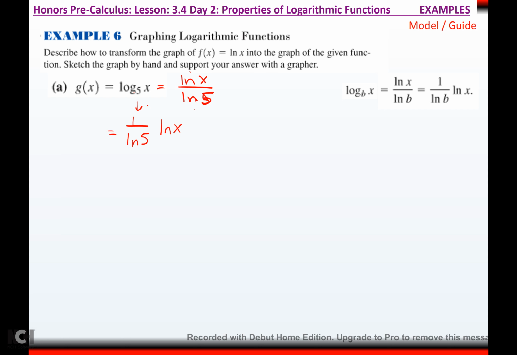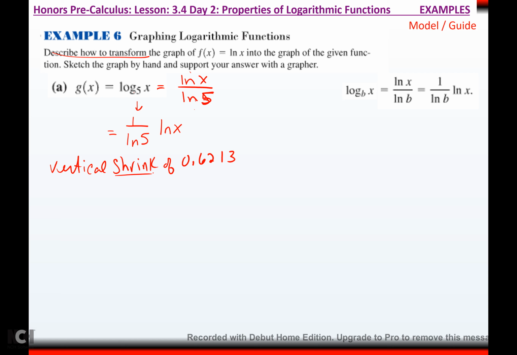So this is going to be my vertical stretch. So to describe how to transform, it's going to be a vertical stretch of, and you type this in, 1 divided by the natural log of 5. So it's got a vertical stretch of, no, it's actually got a vertical shrink because the amount is 0.6213 and so on, which is between 0 and 1, so that's going to be a vertical shrink.